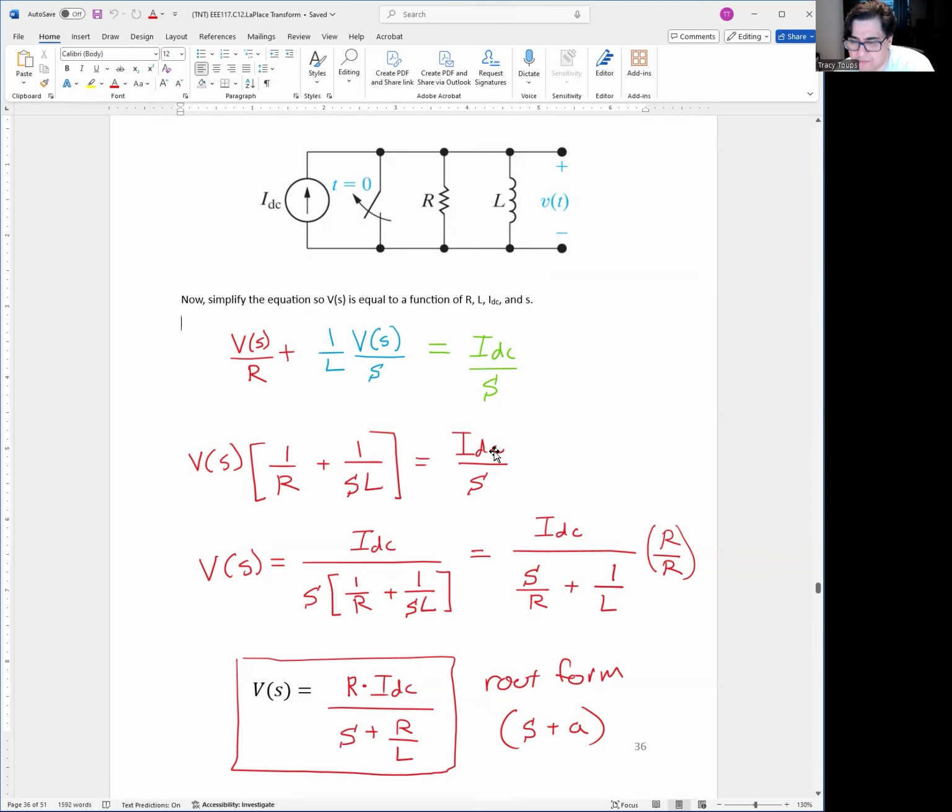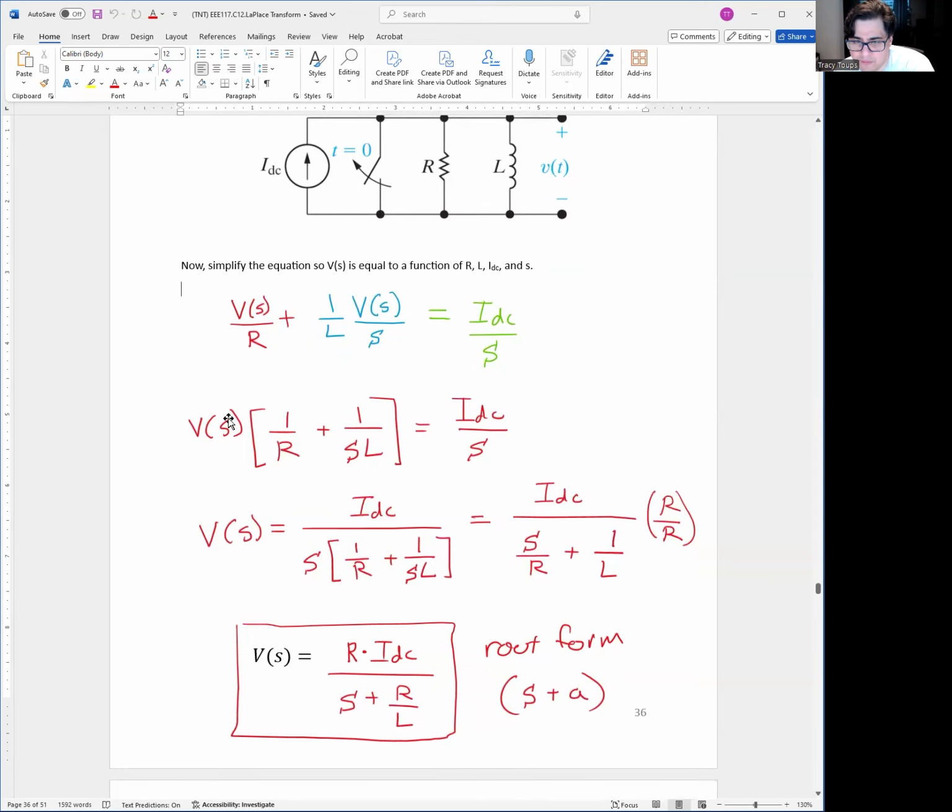That just carried over. Now, I want to find V of S by itself. So this whole bracket I'll put on the other side by dividing both sides by this bracket. So swap it to the other side here. Down here, we have V of S is equal to IDC, which is this part carried over. The S is carried over. And this whole bracket is at the bottom now. Bracket 1 over R plus 1 over SL. Okay, just algebra. That's all we're doing.